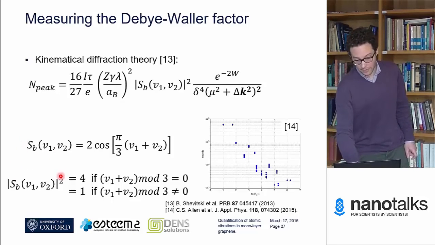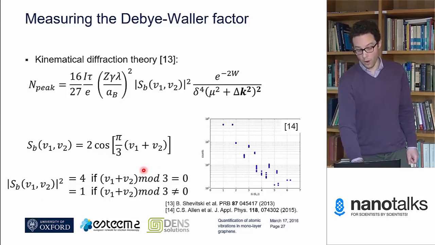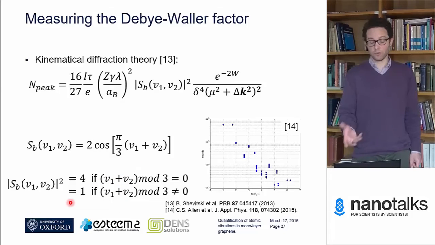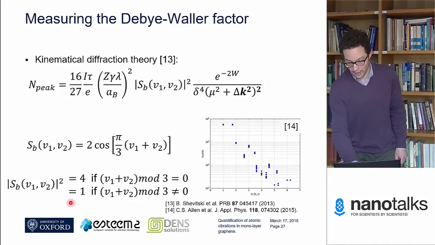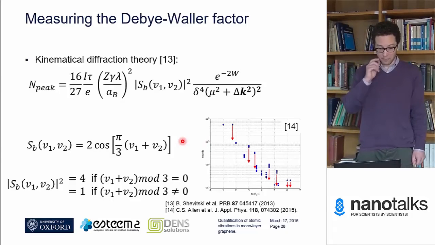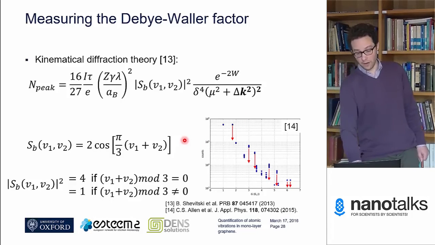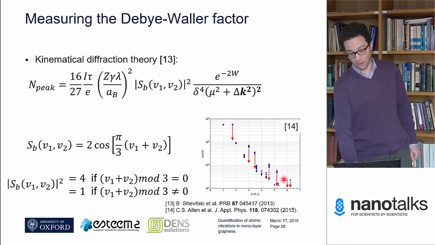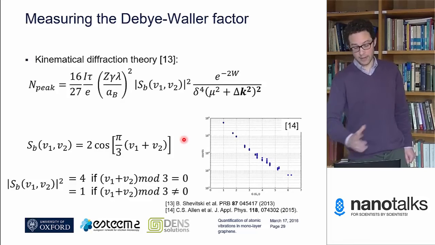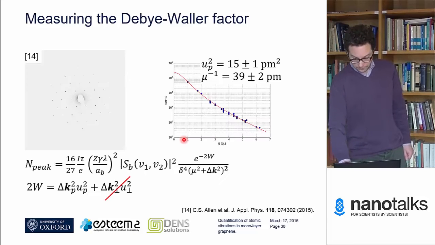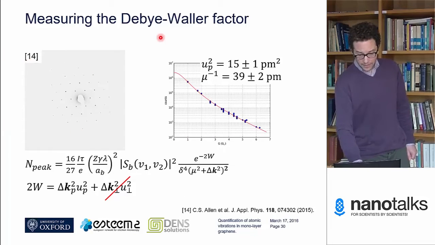And the square of this lattice sum can only take one of two values. It can only take a value of 4 or 1, depending on the exact position of our diffraction spot. So this defines our strong or weak reflections from our graphene lattice. If we take this into account in our experimental data, we can just divide the number of electrons in these strong peaks by 4, and it brings all our data down to fit on one nice curve.